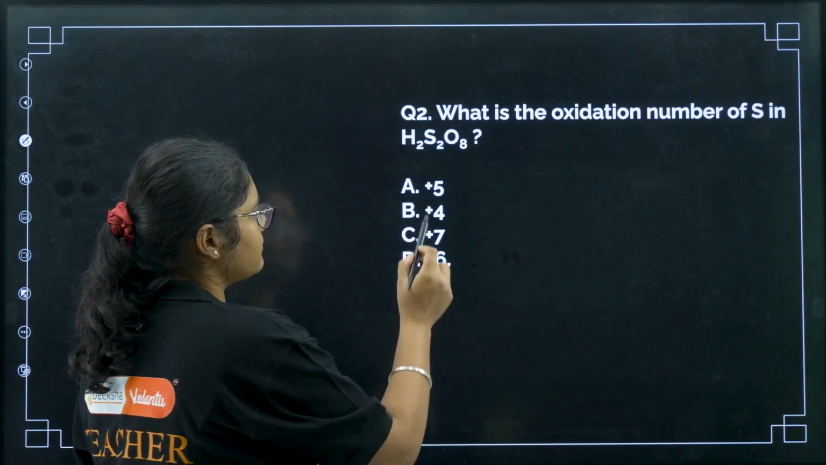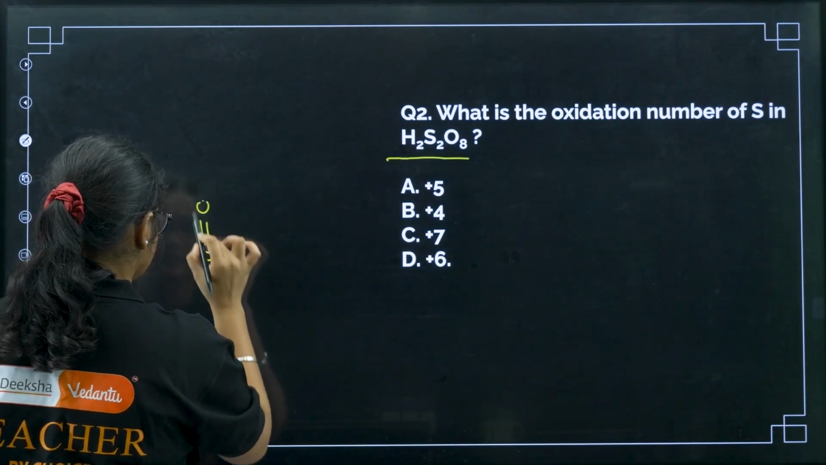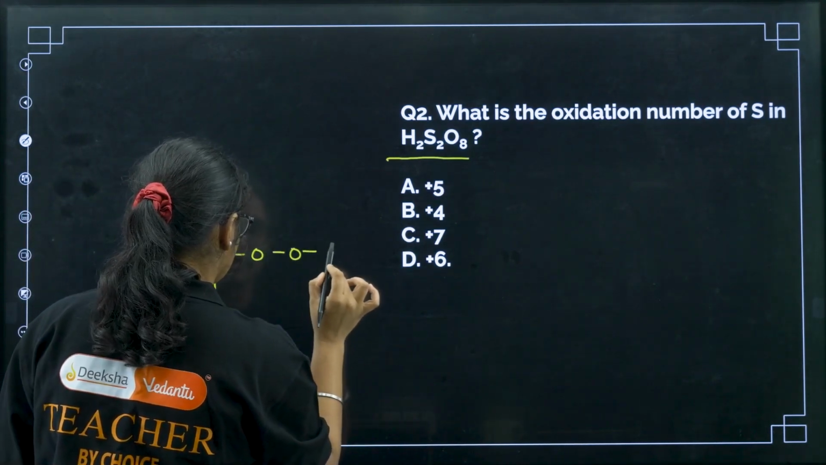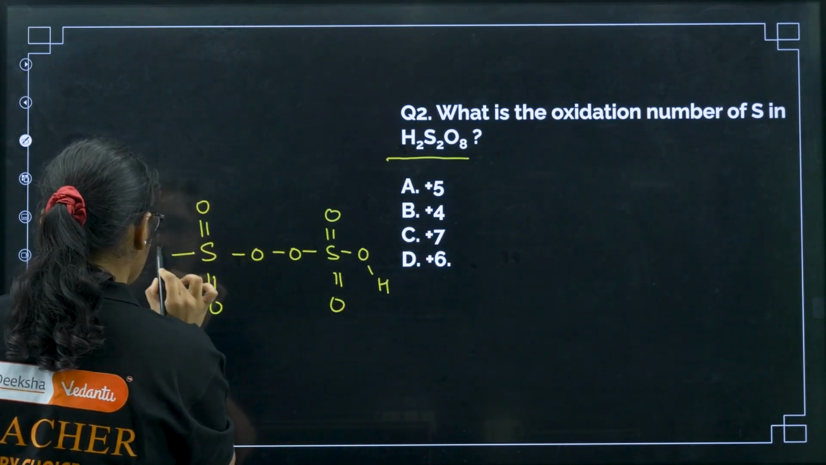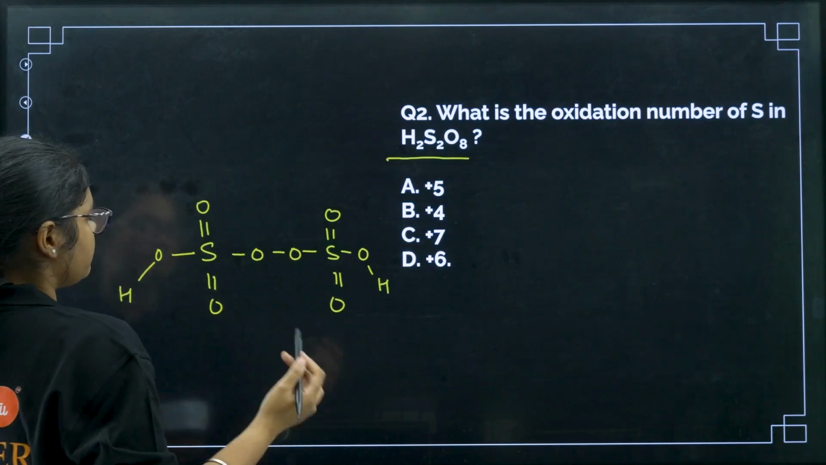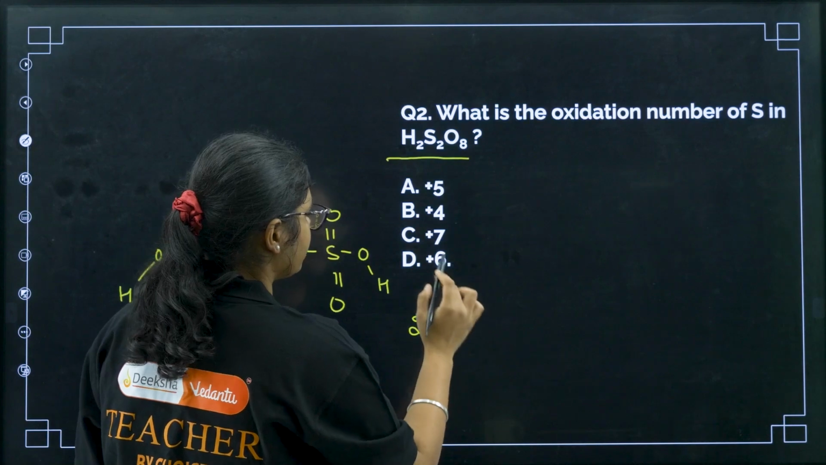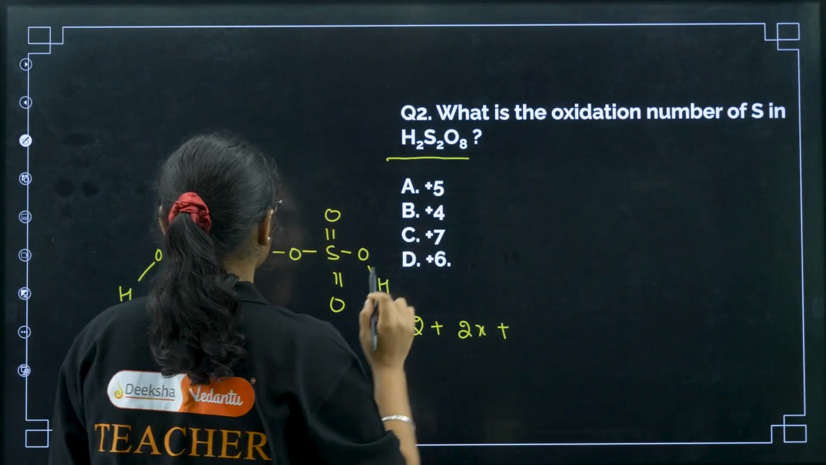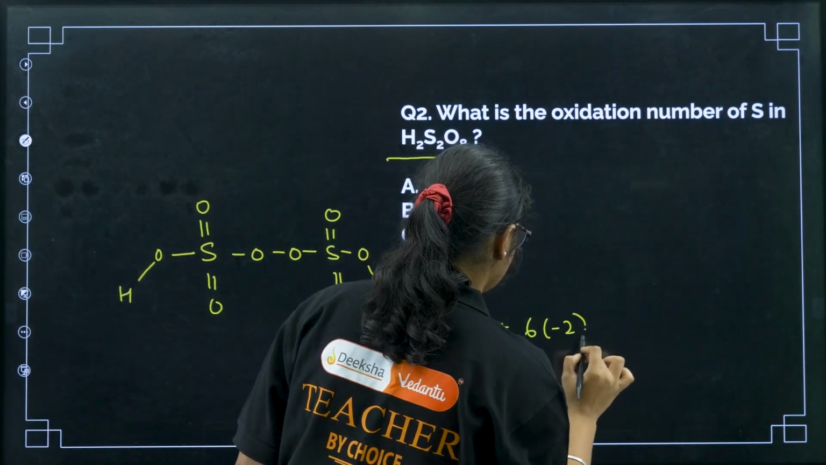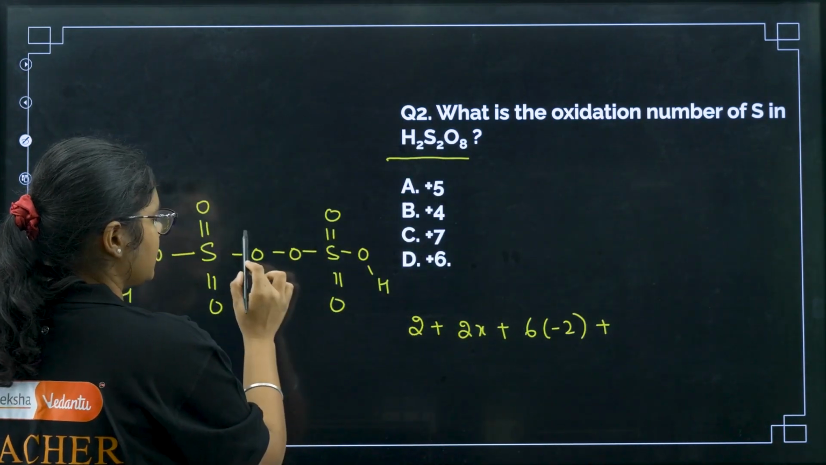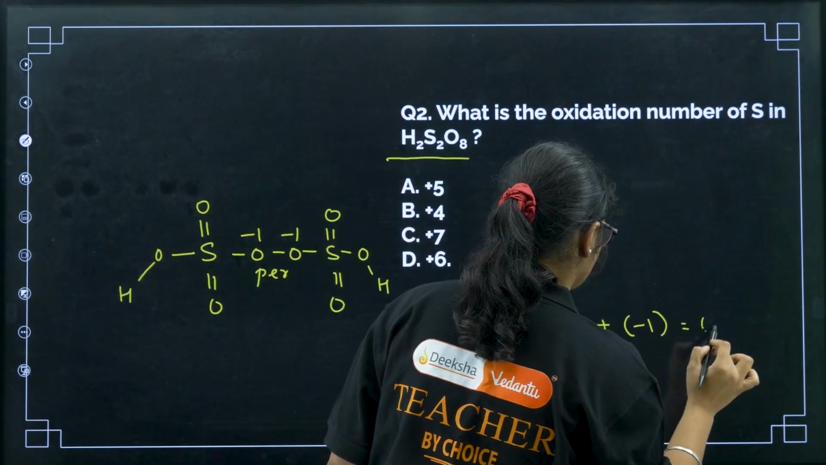Next, what is the oxidation number of sulfur in H2S2O8? If you know the structure of this one, it is like this. The structure is very important in this particular question, otherwise this will go wrong. For example, we'll have +2 for 2 hydrogen, 2x for 2 sulfur. Oxygen, we have 6 oxygen in -2 charge. Then you have 2 oxygen in -1 charge because it is a peroxide linkage, right?